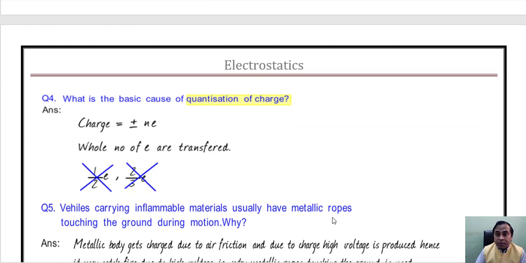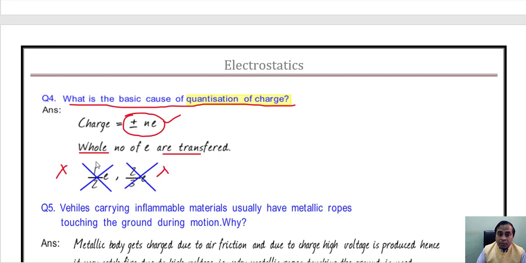Okay, next question. Previously we got the same question with another supplementary connotation. This time it is simple. What is the basic cause of quantization of charge? So listen, the answer is because the total charge possessed by a body is an integral multiple of the fundamental charge. That means only a whole number of electrons can be transferred. 1 by 2 electron cannot be transferred, 3 by 2 electrons cannot be transferred. So that's the cause of quantization. Okay, so now the next part.